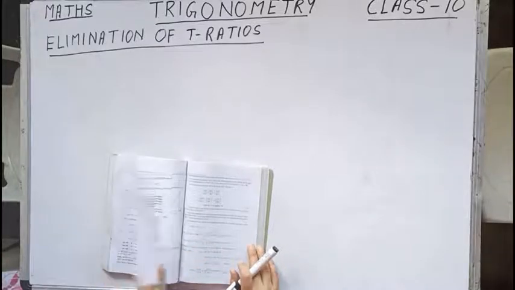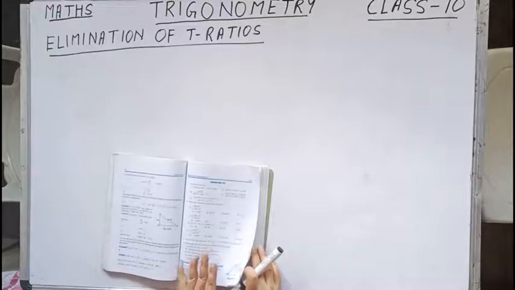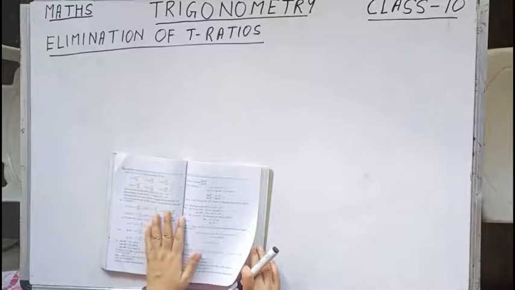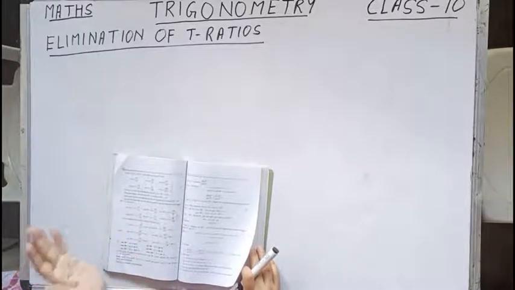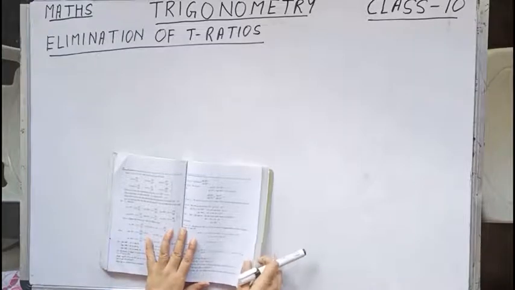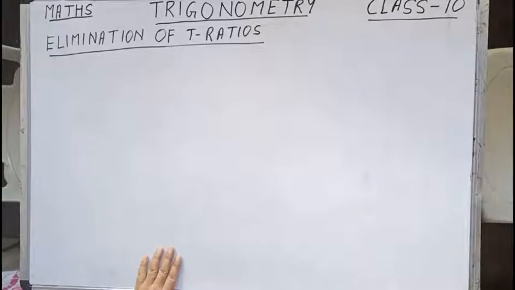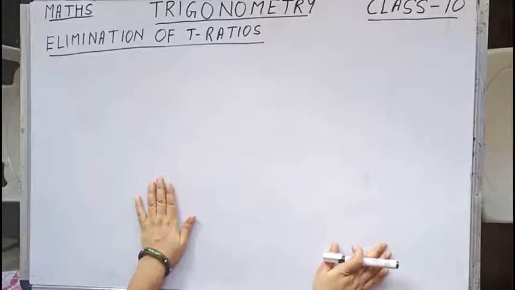Even if I have taught this topic, that is trigonometric ratios of complementary angles, you don't do it, but it may come in the competitive examination. So if you have studied, you keep it aside for competition purposes. So let us start the new topic, that is elimination of t ratios. After this we will be doing the application of trigonometry, that is height and distance topic.